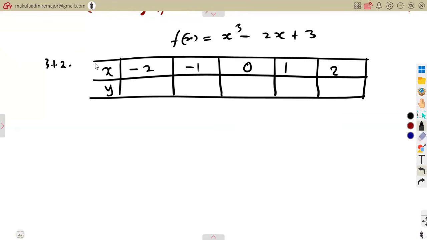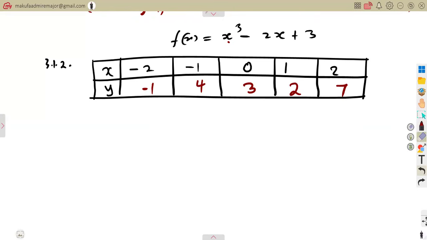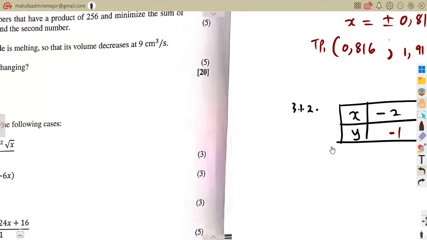So you substitute the values that you're given in place of x. -2 to the exponent of 3 minus 2 into -2 plus 3. So you're going to obtain -1. You do the same. When this is -1, in place of x, you substitute -1. That was going to be a 4. In place of x, you substitute a 0. You're going to obtain a 3, a 2, a 7, like that. Okay, so this one was straightforward, guys. That's how you draw your table.